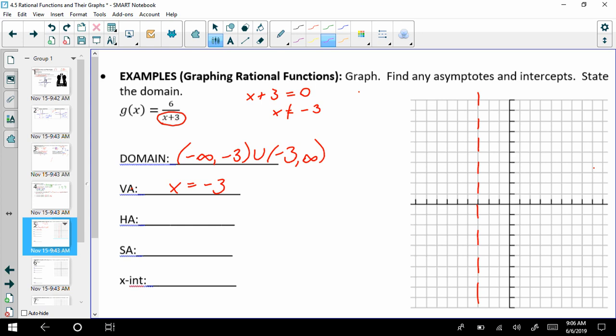Okay, horizontal asymptote. This is where I have to look at the highest exponent up top and the highest exponent in the bottom. Let me write it over here. Well, the highest exponent on the bottom is a 1. That's easy to see. But what the heck, there's no x's up top. Well, technically there is an x up top, but it's x to the 0. So let's compare them. I have a 0 up top and a 1 on the bottom. The exponent is higher on the bottom.